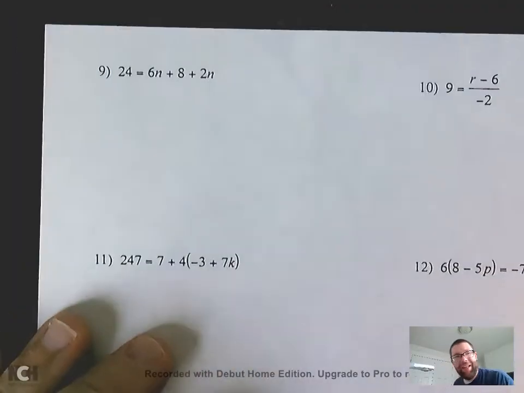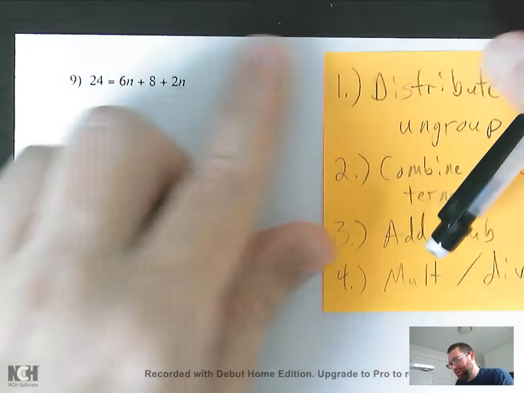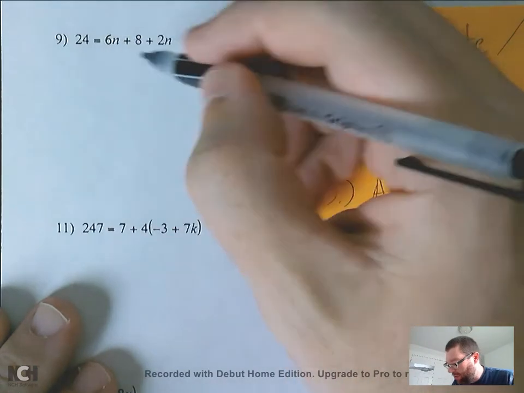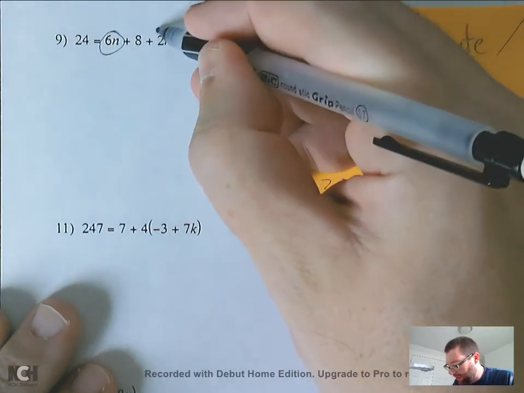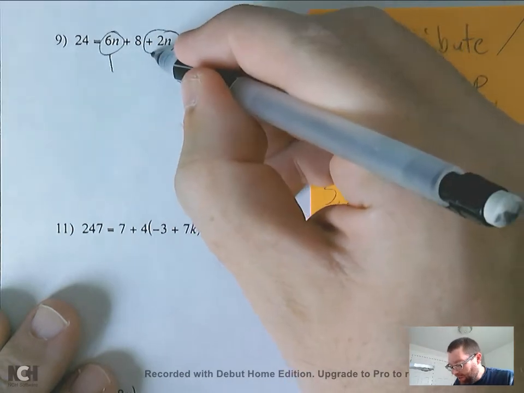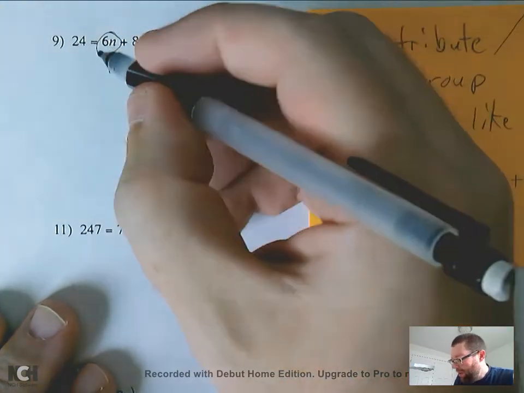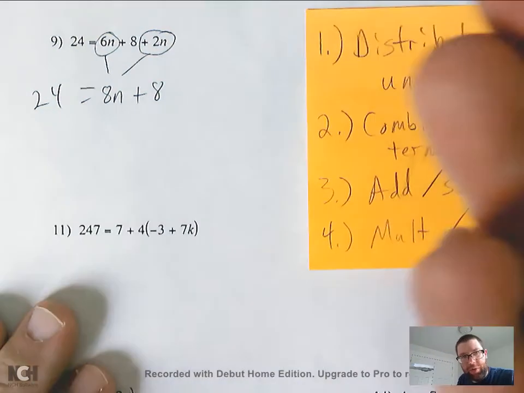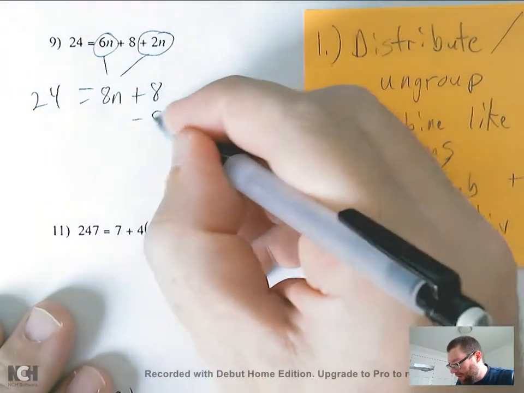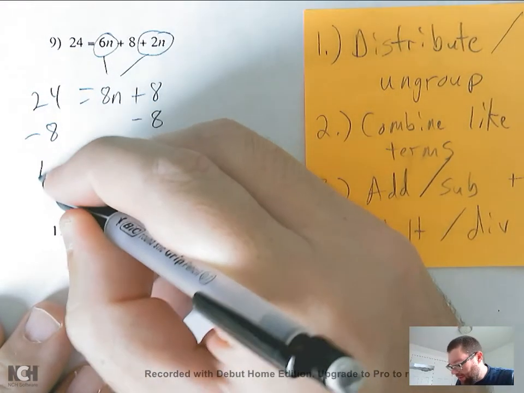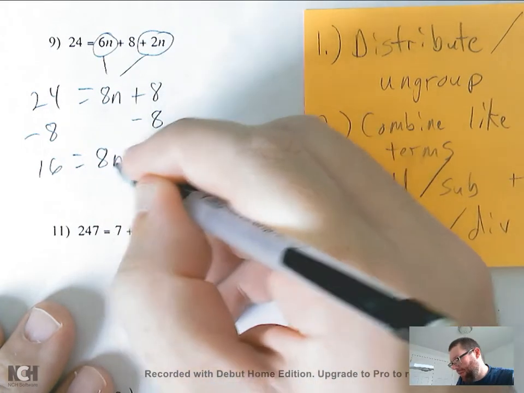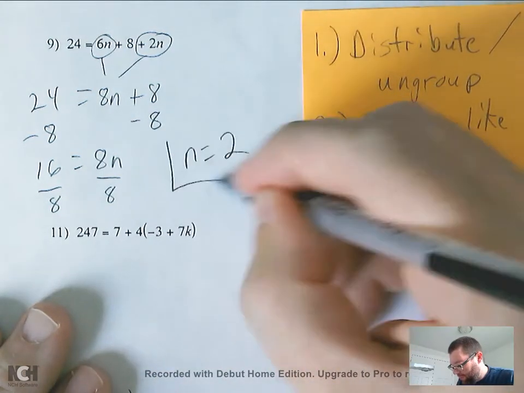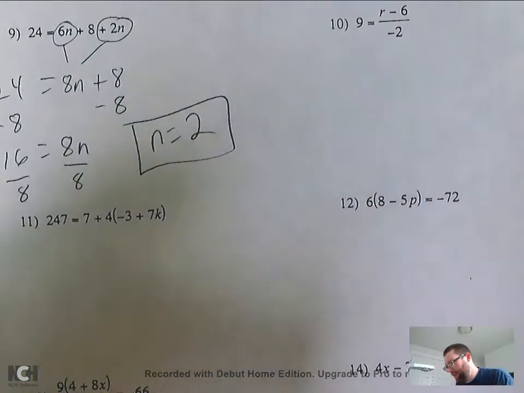Okay, let's look at number 9. So number 9, kind of like the last one, I've got some like terms, right? I've got two numbers with n's. So I'm going to combine those. Again, I take the signs with them. So 6 plus 2 would be 8. So 8n plus 8 is equal to 24. Then two-step equation, I get rid of the add subtract next. So plus 8 means I'd minus 8, which is 16 equals 8n. And then I get rid of the multiply by dividing. And n is going to equal 2.